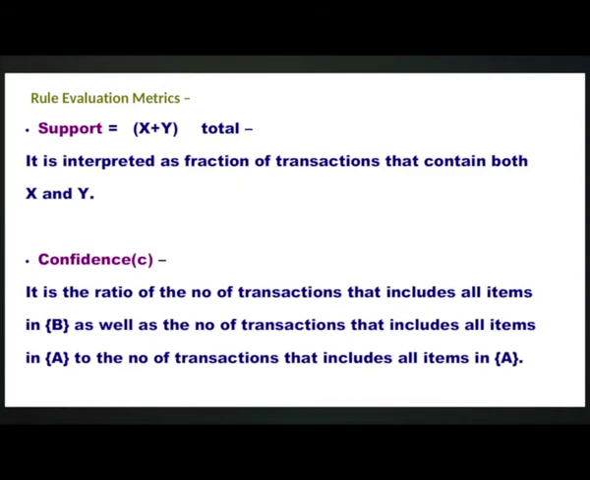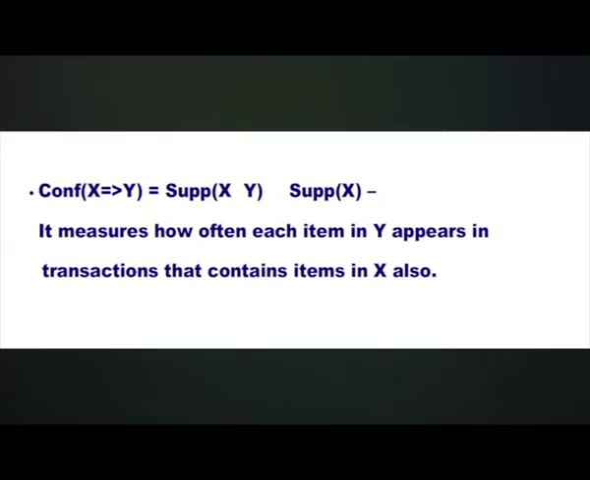The third important metric is confidence, which is represented by C. It is nothing but the ratio of the number of transactions that include all items in B as well as the number of transactions that include all items in A to the number of transactions that include all items in the item set A. The next metric is confidence, which is represented as X implies Y, which is nothing but support of X union Y divided by support of X. It is a measure of how often each item in Y appears in transactions that contain items in X also.